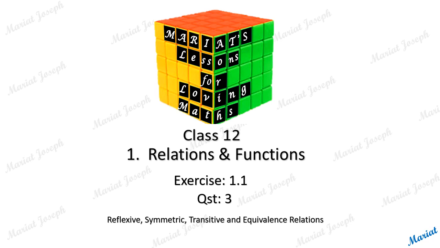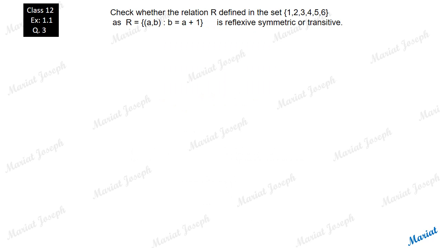Exercise 1.1 of Class 12 NCERT book. Questions on reflexive, symmetric, transitive, and equivalence relations. Check whether the relation defined in the set {1, 2, 3, 4, 5, 6} as R equal to the ordered pairs (a, b) such that b is equal to a plus 1 is reflexive, symmetric, or transitive.